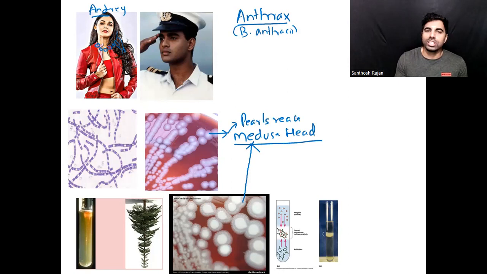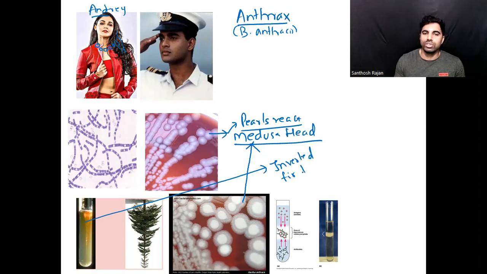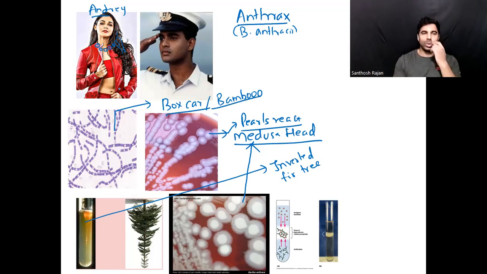Medusa head, pearls reaction. The other one, what does she like? Christmas tree, the inverted fir tree. This one is the inverted Christmas tree or inverted fir tree. A fir tree question will be there. And she always likes to go in a box car, she doesn't like a normal car. Sometimes she likes bamboo too, she likes to play with bamboo. Box car, bamboo, everything goes to Andrea.